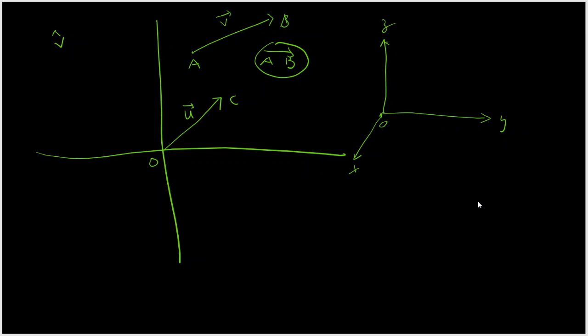Now look at the screen. On the screen you have a vector u. u is also represented using OC. You specify the initial point: the initial point is O, the terminal point is C. This vector is a position vector. A position vector, again, I'm going to repeat the definition, is a vector in which the initial point is the origin, O. So we have a position vector.